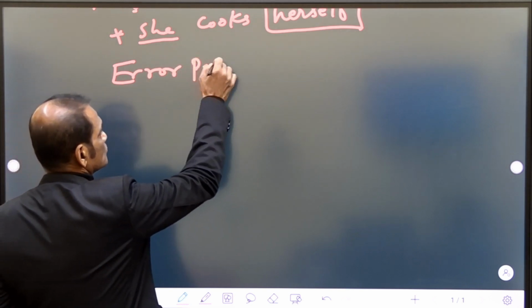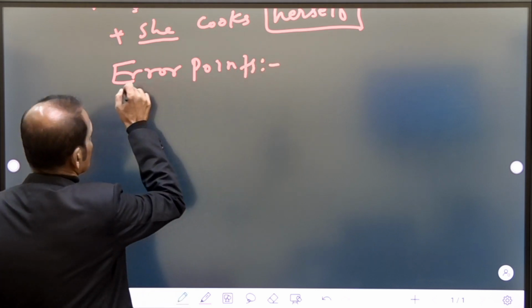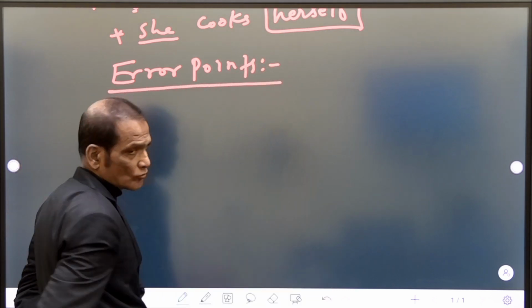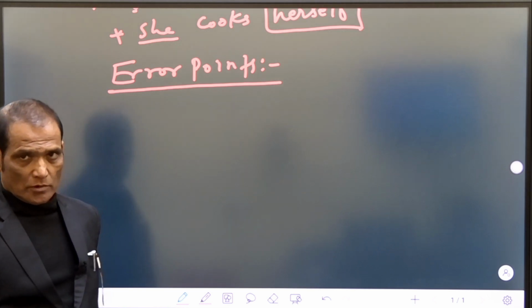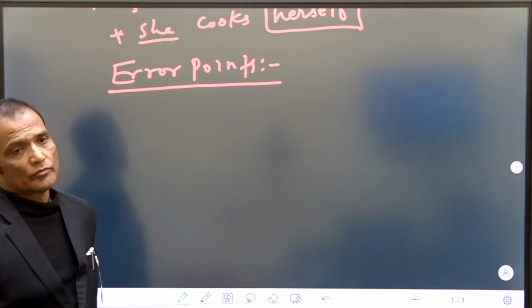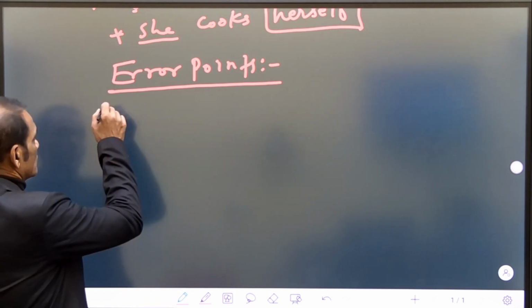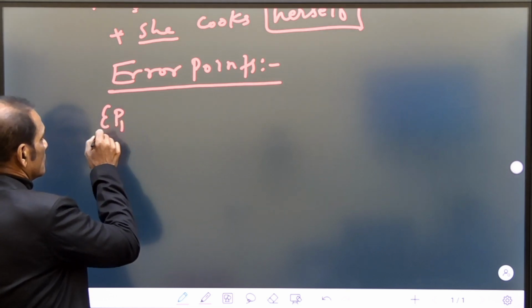Error points. How error will occur in a sentence in case of pronouns. The first EP means error point. EP1.